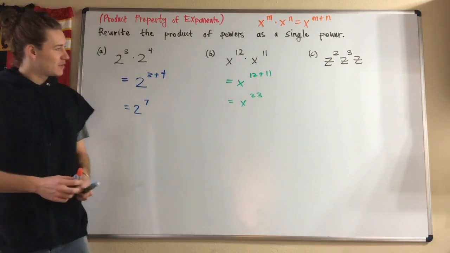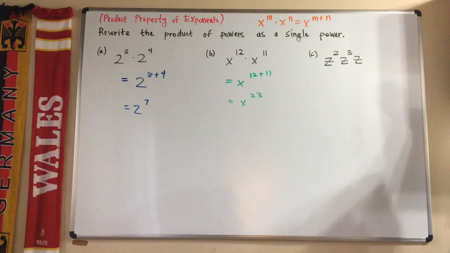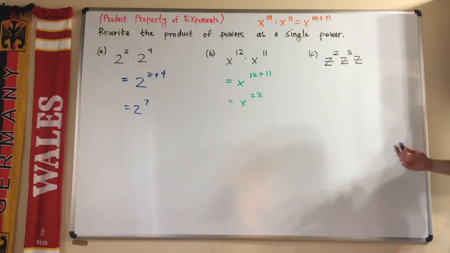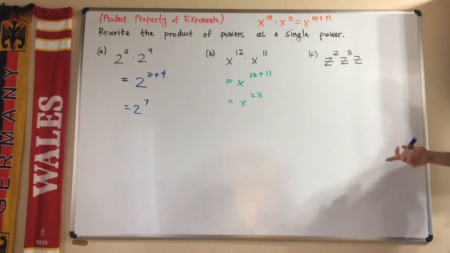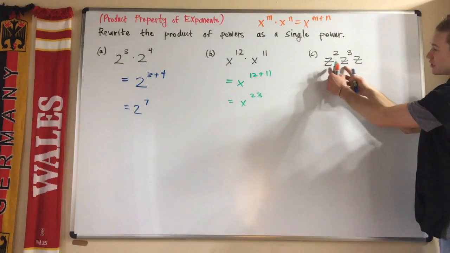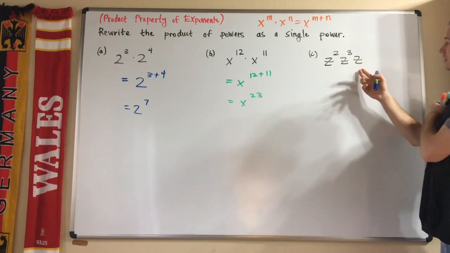Let's look at our final example here. We have z squared times z cubed times z. So what do we see here? Well, we see a product of three powers. And using the product property of exponents, we can combine these first two and then combine that product with this third factor here, or this third z here.